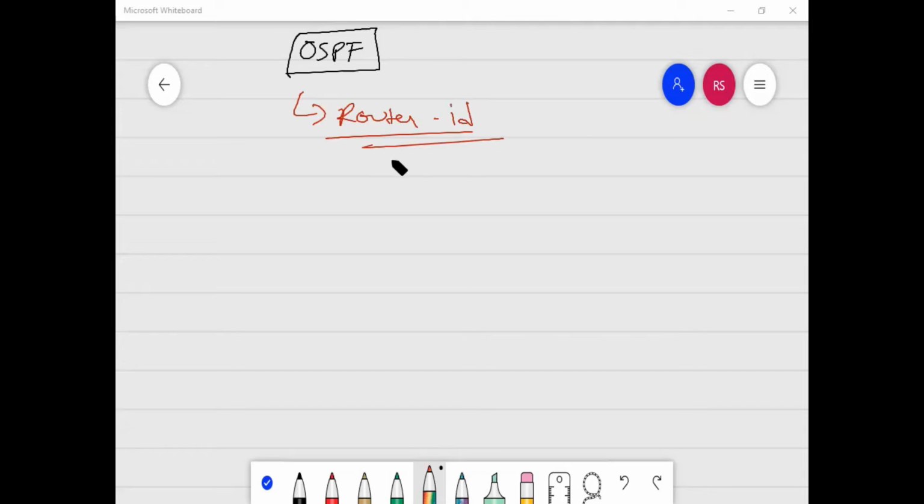Anybody can tell me what is the router ID, please? Or let me ask another type of question. When our router is up and I am putting the command router OSPF, whatever the process ID may be, one, what happens then? What is the first thing that happens? Anyone?